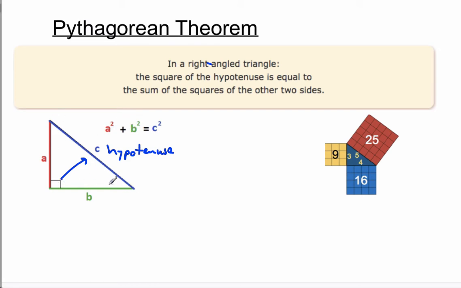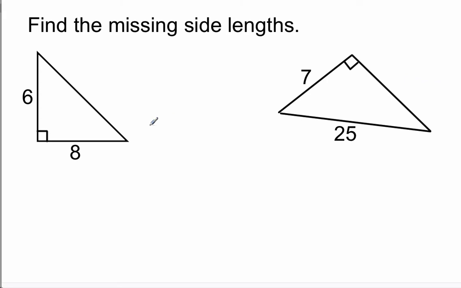Here's another representation of it. This is a 3, 4, 5 triangle. The hypotenuse is 5, and you can see the square here is 25, and that equals the sum of 9 and 16. So we're going to use the Pythagorean theorem to solve some problems now to figure out some missing side lengths in some triangles.